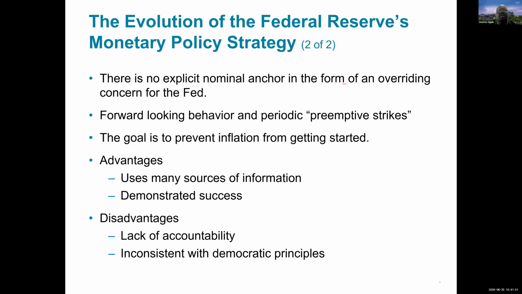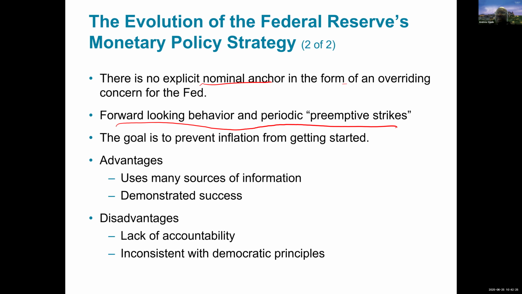Okay. So there's no explicit nominal anchor for the Fed. The Fed does not come and announce to the American public that their goal is to maintain inflation at 2-3%. But they have what we call forward-looking behavior and periodic preemptive strikes. What do we mean by that? Preemptive strikes: the idea that when the Fed notices that inflation might be coming up in the next 2 years, there are signs that inflation might be cropping up.